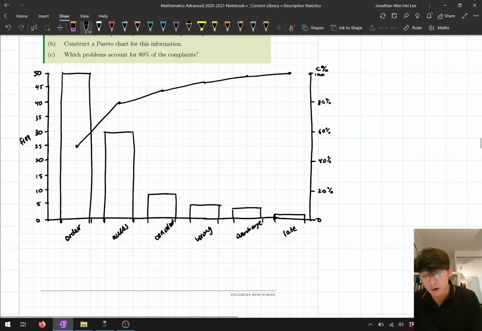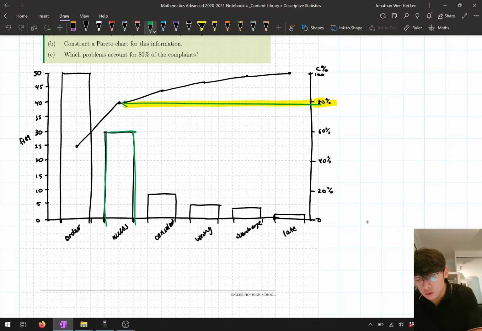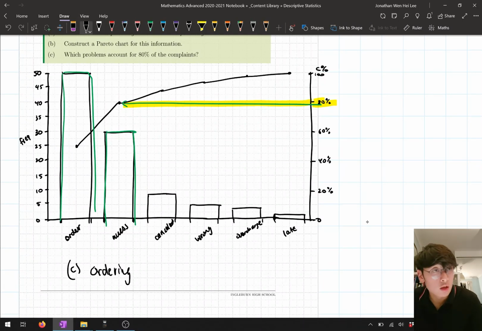Part C was which problems account for 80% of the complaints. So we're just going to look on the right here for 80% and look across. We notice that 80% lines up with access. But that's not just access, that's access and also anything that has happened before it. So ordering and access. Here, I'm just going to write what problems: ordering and access website. And so there we go.